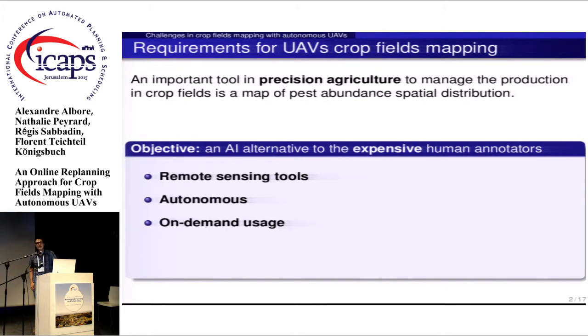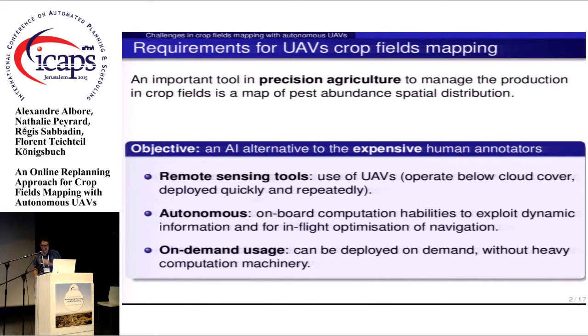In our case, we are going to talk about weed mapping, but this technique can be applied to several different phenomena that happen in crop fields that can be mapped and for which we can represent the knowledge about the spatial distribution. So what do we want to do?